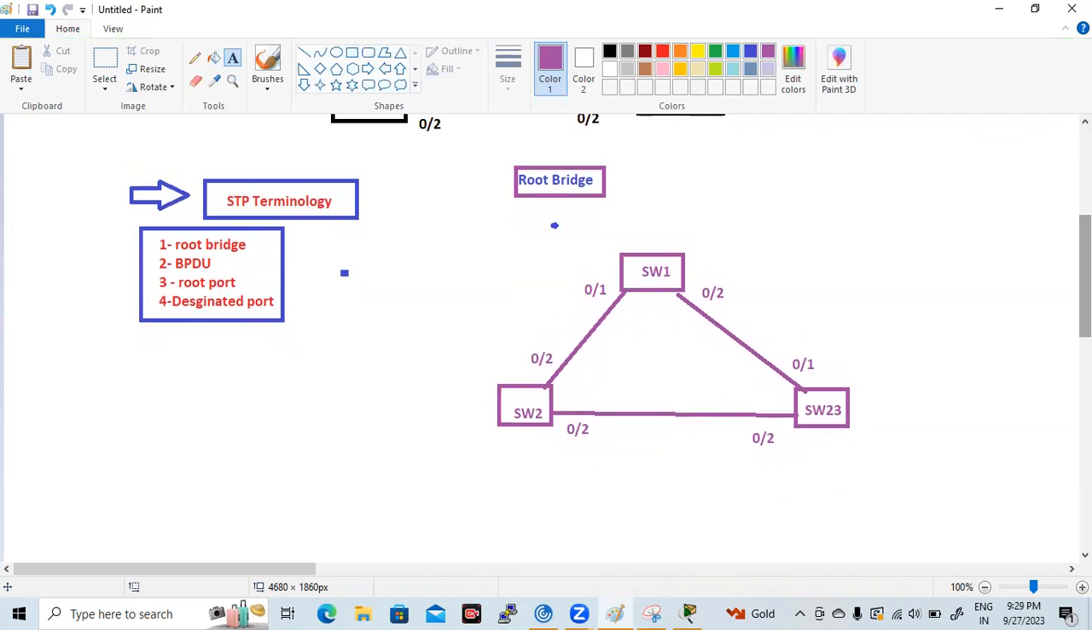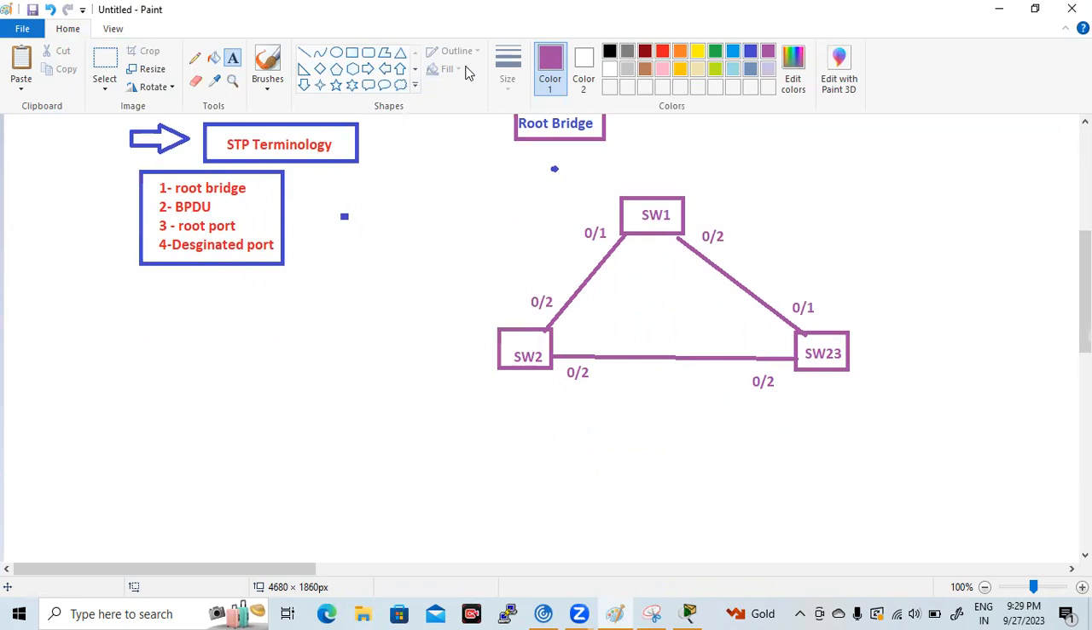Root bridge means who is the master switch. Who is going to initiate first? Root bridge means we have one definition. You can write it down, then I'll explain you.